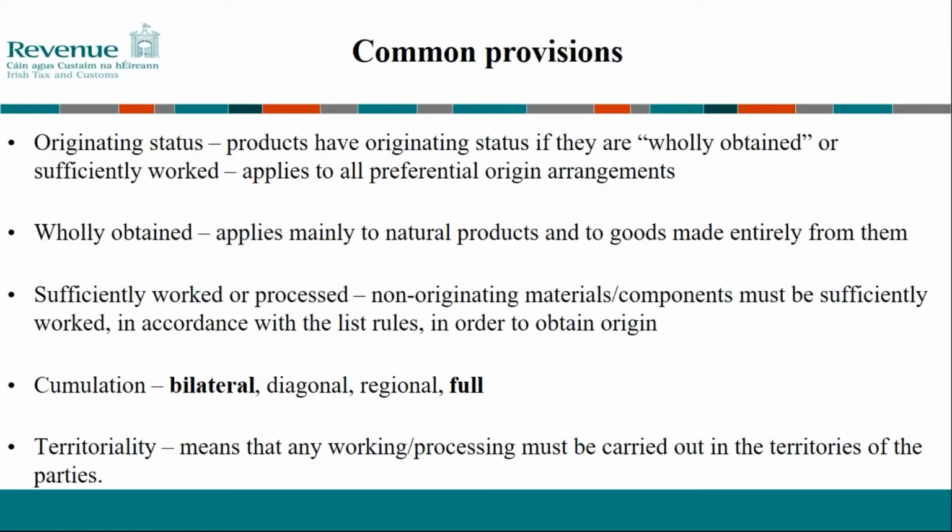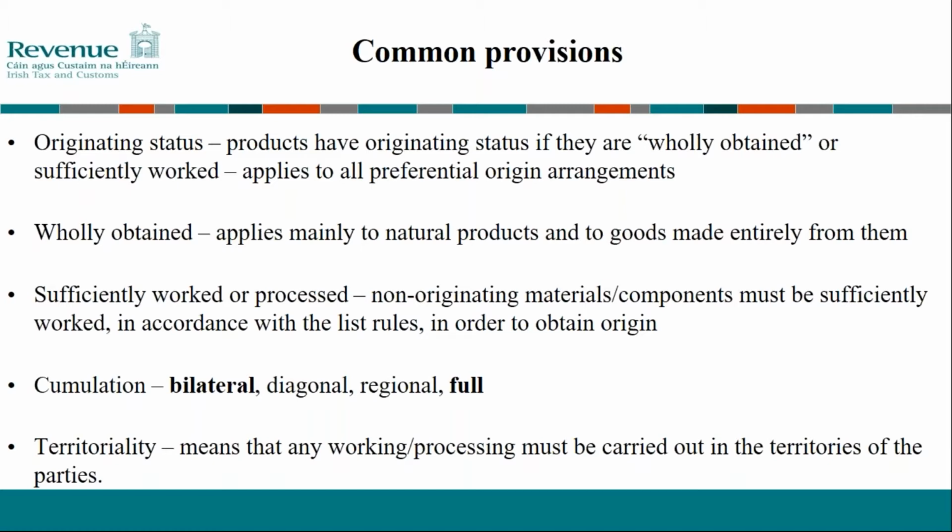So just in terms of those common provisions, when we talk about the rules of origin, we talk about whether the product or the material has originating status, and what they're trying to determine is whether the goods have been wholly obtained or they've been sufficiently worked in order to qualify for the preferential treatment. So wholly obtained mainly applies to natural products or goods made from them. An easier way to think of this would be a cow born and reared in Ireland will always have Irish and therefore EU origin. And similarly, any meat or product made from that cow would also have IE or EU origin. So it's, I suppose, an easy reference point.